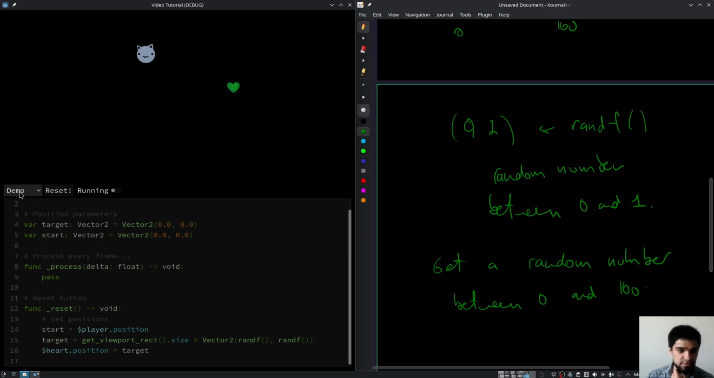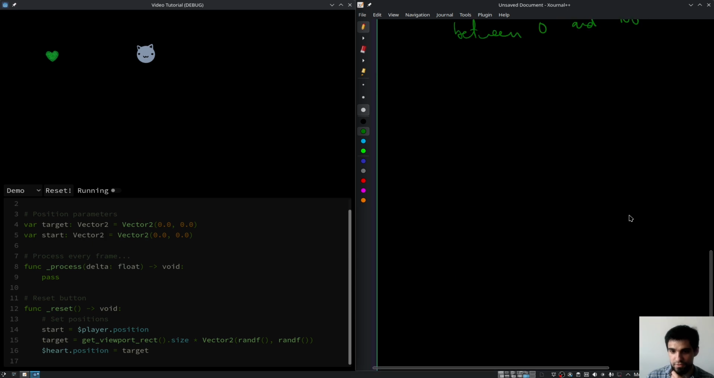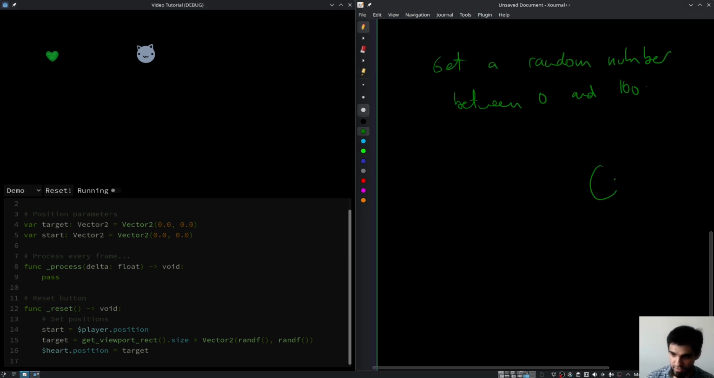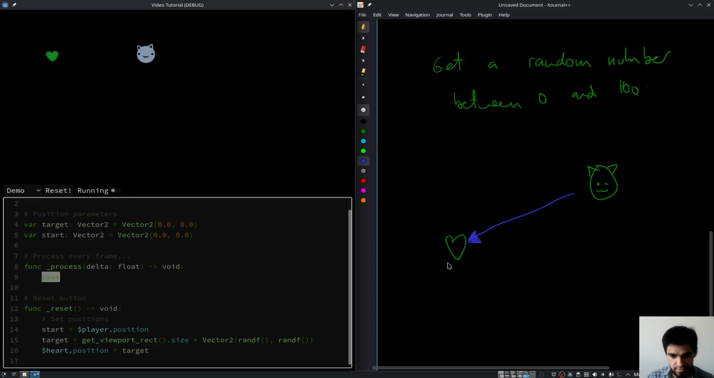And so what I would like to do is to move my player towards the heart. So I have my little player, I have my heart, and so this is my target and this is my start position. But really what we care about is the player's position. And so we want to find what this vector is, and then we want to move alongside this vector. So what we're going to do is calculate that. So that would be the target minus the player position.